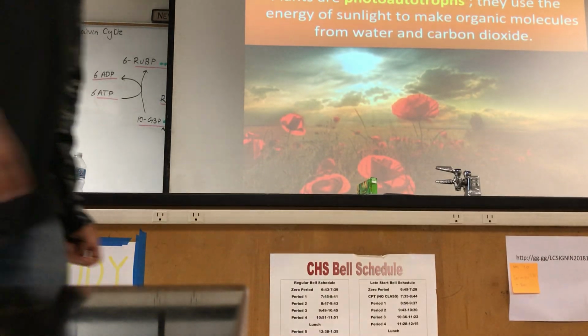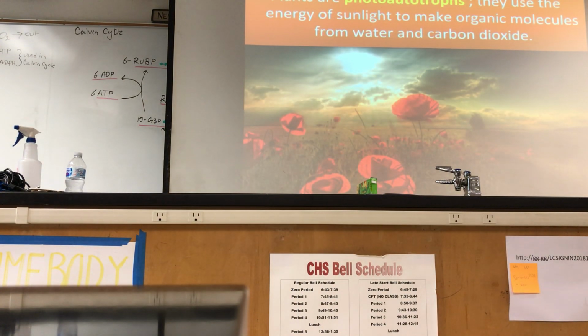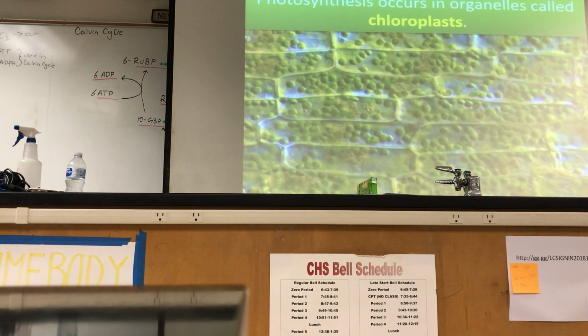Alright, so photoautotrophs. Plants are photoautotrophs, meaning they use the energy of sunlight to make organic molecules from water and carbon dioxide. Can you think of a process where they use sunlight, water, and carbon dioxide? Photosynthesis. It occurs in the chloroplast. Like I said, when we do our spectrophotometer lab, the other half of that day is going to be a microscope lab looking at plant cells to see if you can see the chloroplast. See if you can find it on your own.